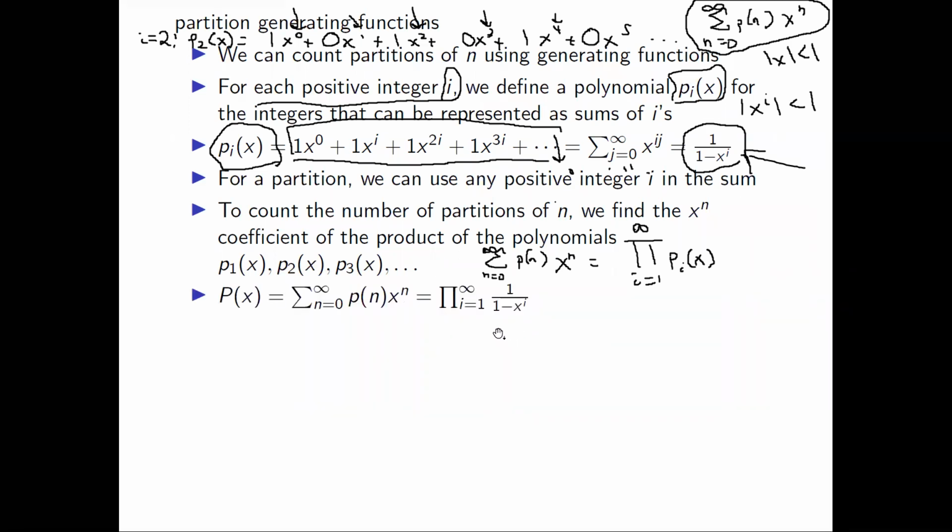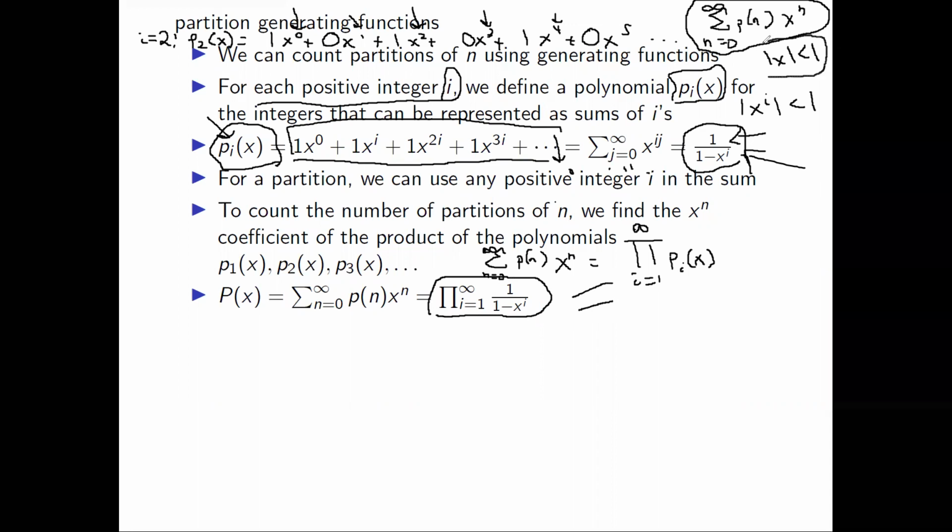And this is what I wrote here. I wrote it slightly different on this bullet, because as you can see, the product i equals 1 to infinity of 1 over 1 minus x to the i is the same as the product i equals 1 to infinity of pi of x, because pi of x is equal to 1 over 1 minus x to the i. Again, we're assuming the absolute value of x is less than 1, not that it's that important for this to converge. All that's important is the polynomial arithmetic, because we only care about the coefficients.